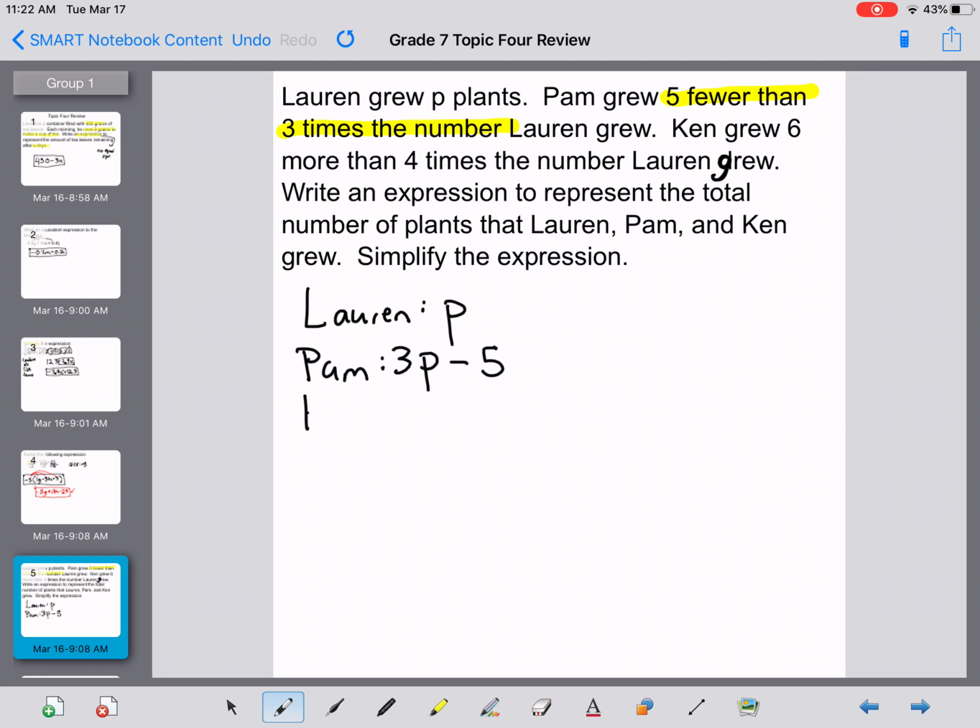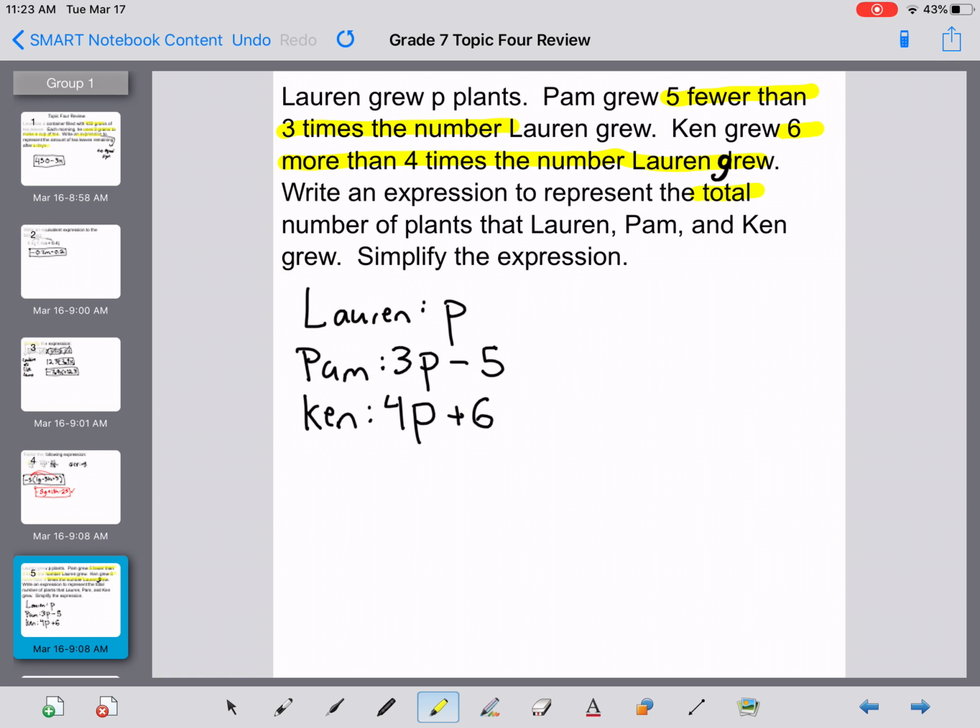And the next person is Ken. When I look at Ken, it says Ken grew 6 more than 4 times the number Lauren grew. Same thing, if it says 5 fewer or 6 more than, I'm going to put that at the end, but this time it's going to be a plus 6 because it's more than. 4 times the number Lauren grew. Lauren still grew p, so 4 times that number is 4p.